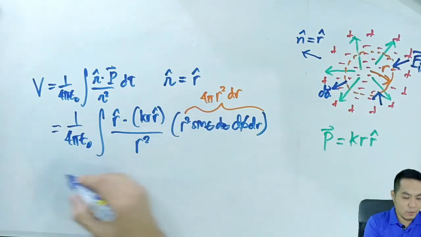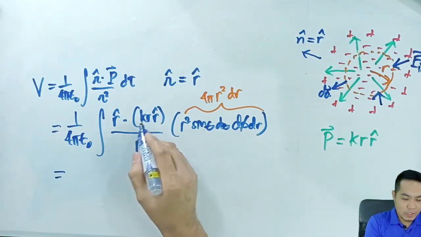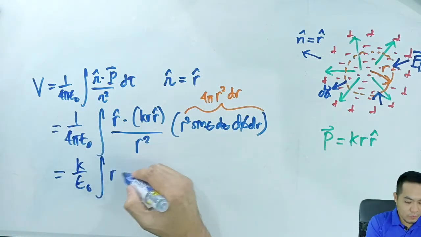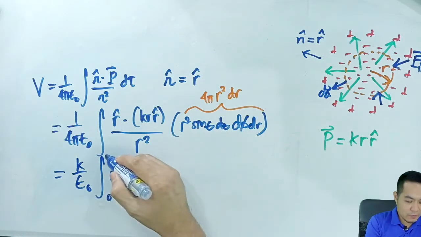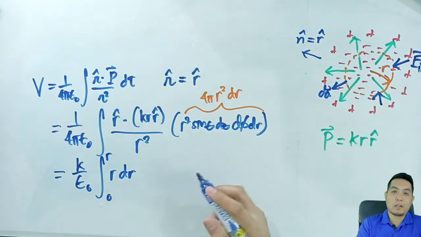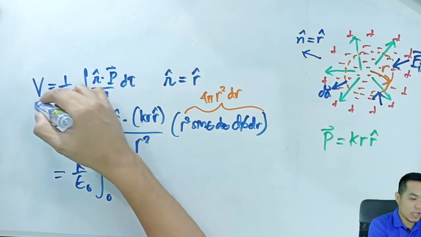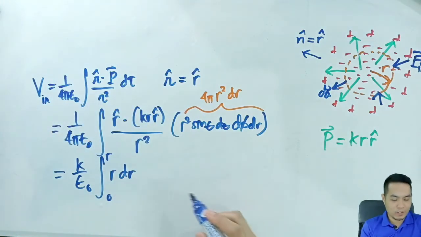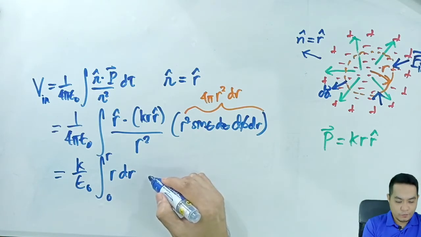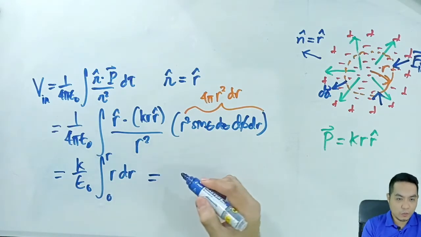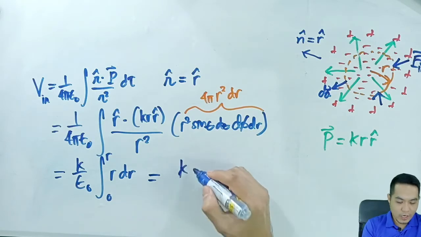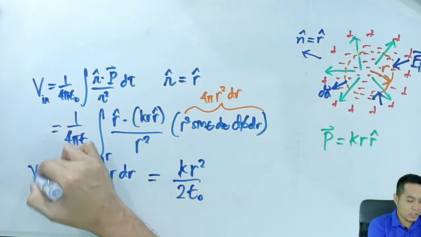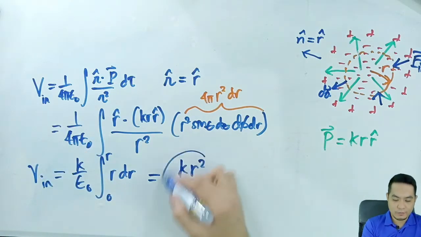So cancel the 4 pi, and I will have k over epsilon naught times the integral of r dr, and I will evaluate this from 0 to r, since we are evaluating inside the sphere. We are working now for the potential inside the sphere. So this is just r squared over 2, and you will get k r squared over 2 epsilon naught. So this is now the potential inside.